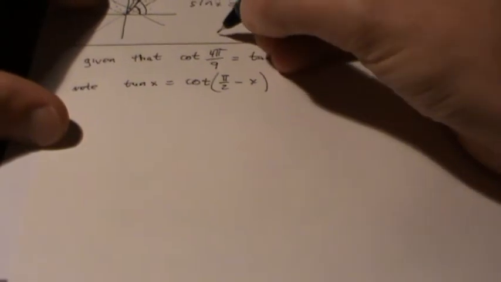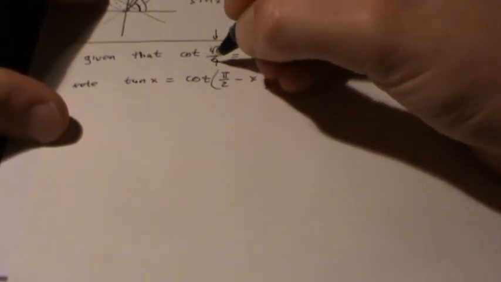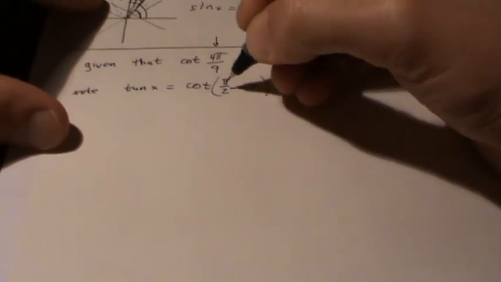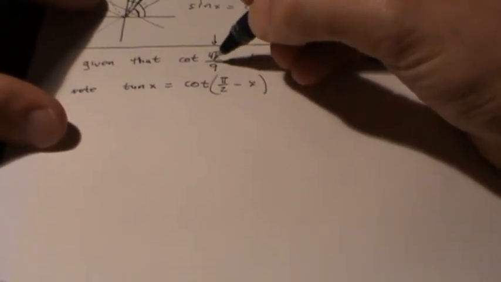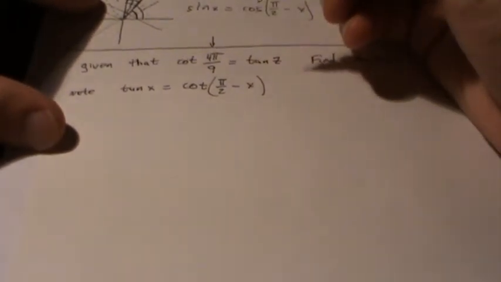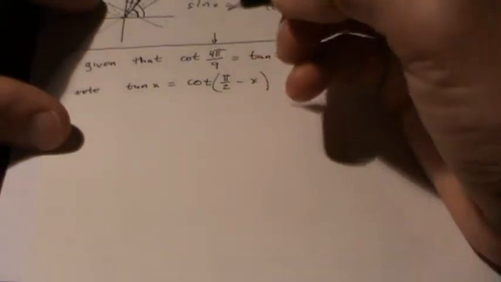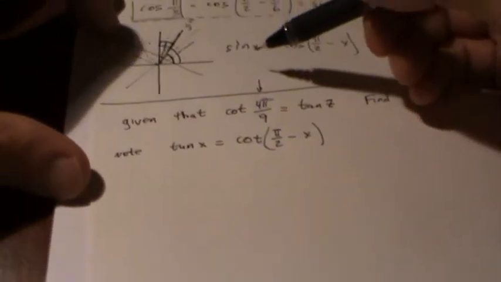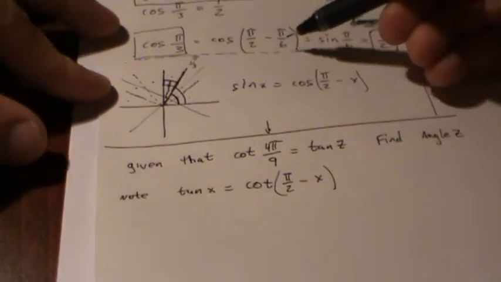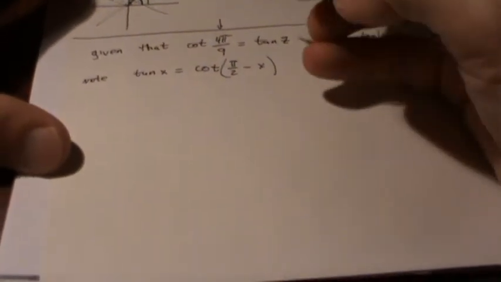Okay, so now what we want to do is take this 4 pi over 9 and make it in this form. How do I take 4 pi over 9 and put it into this format over here? Well, we could do it graphically like we did up here. I showed you graphically up here, but now I'm going to do it algebraically this time.